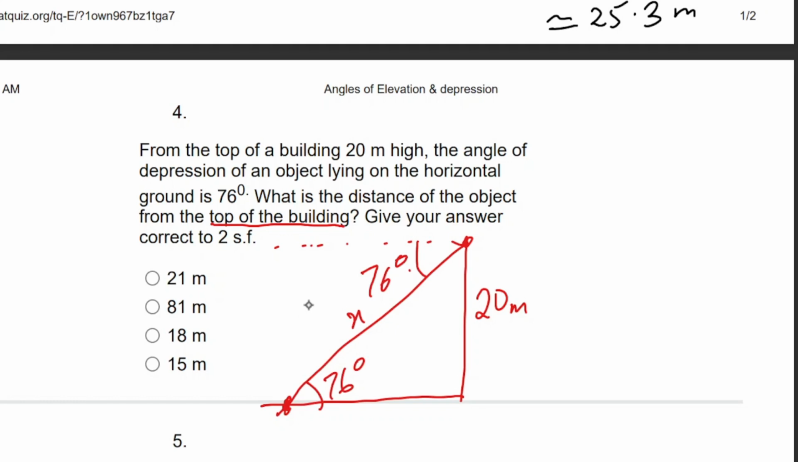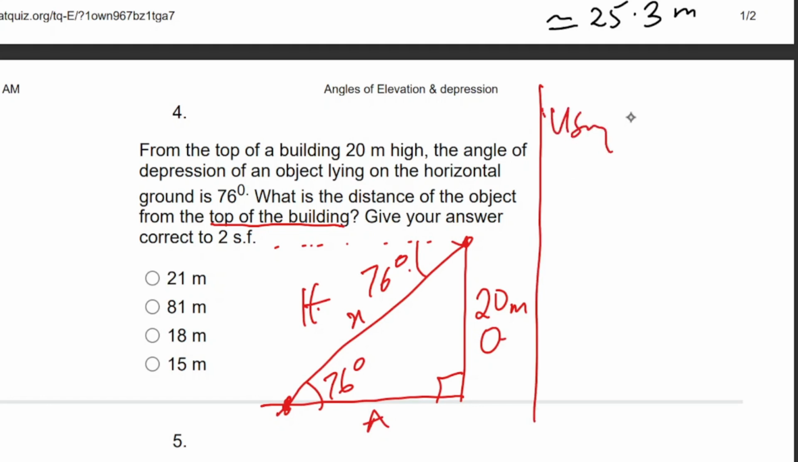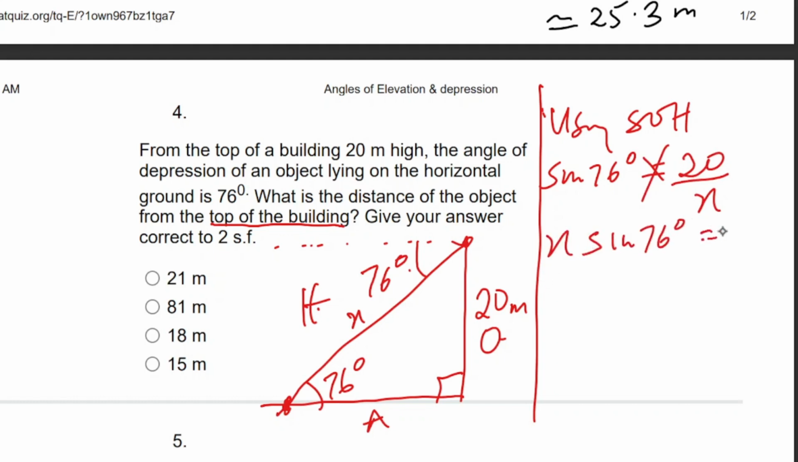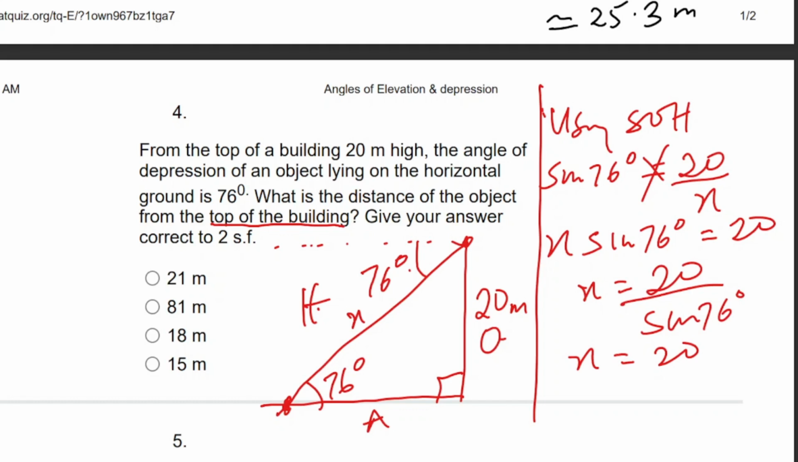So what are we going to use? This is the hypotenuse, this is the right angle, hypotenuse, opposite, adjacent. That is SOH, so we are using sine. So sine 76 degrees equals opposite, which is 20, divided by hypotenuse, which is x. So cross multiply as well. That's going to be x sine 76 degrees equals 20. Therefore, x is equal to 20 divided by sine 76 degrees.